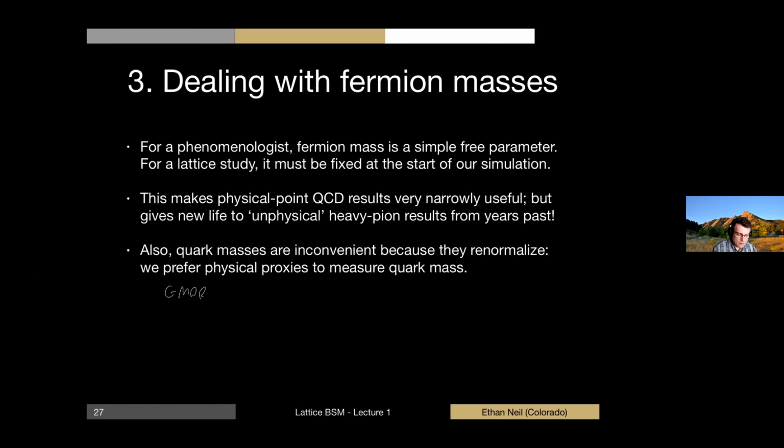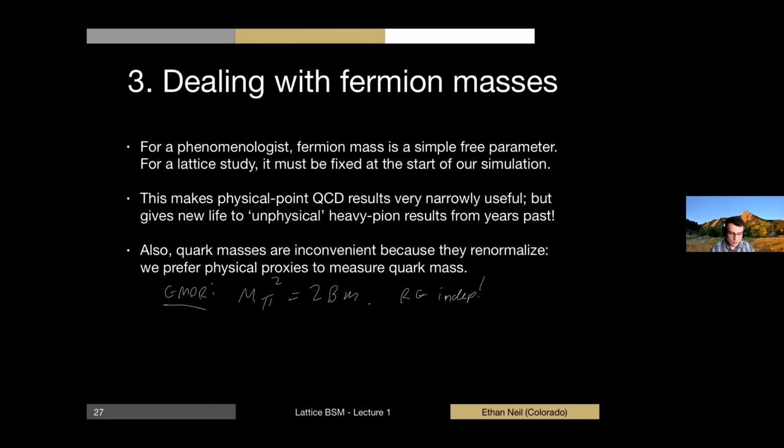We can use the GMOR relation, which you will recognize when I write it, even if you don't recognize the acronym. It's just the tree level prediction of the pion mass: m pi squared is some constant times the quark mass. This means instead of using the quark mass, we can trade it for m pi squared. And m pi squared doesn't renormalize. This is just some physical scale. People often do this in lattice QCD in practice. You can identify how heavy the quarks are in the lattice simulation by asking how heavy the pions are. This is good. This is RG independent. There's no scheme dependence to worry about.